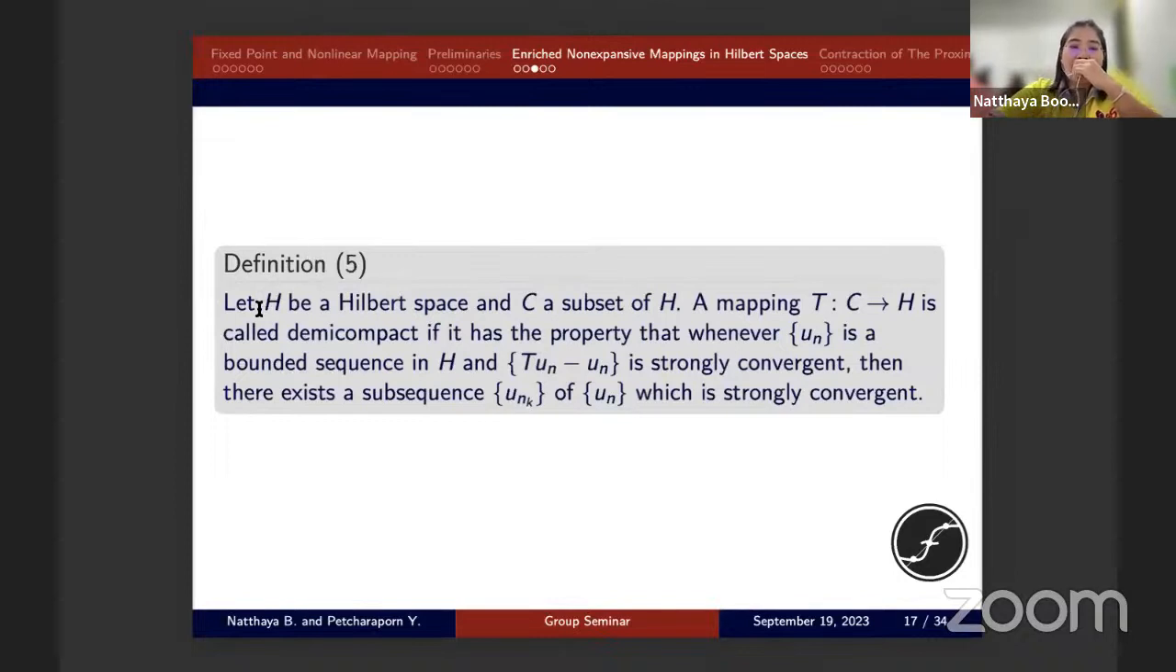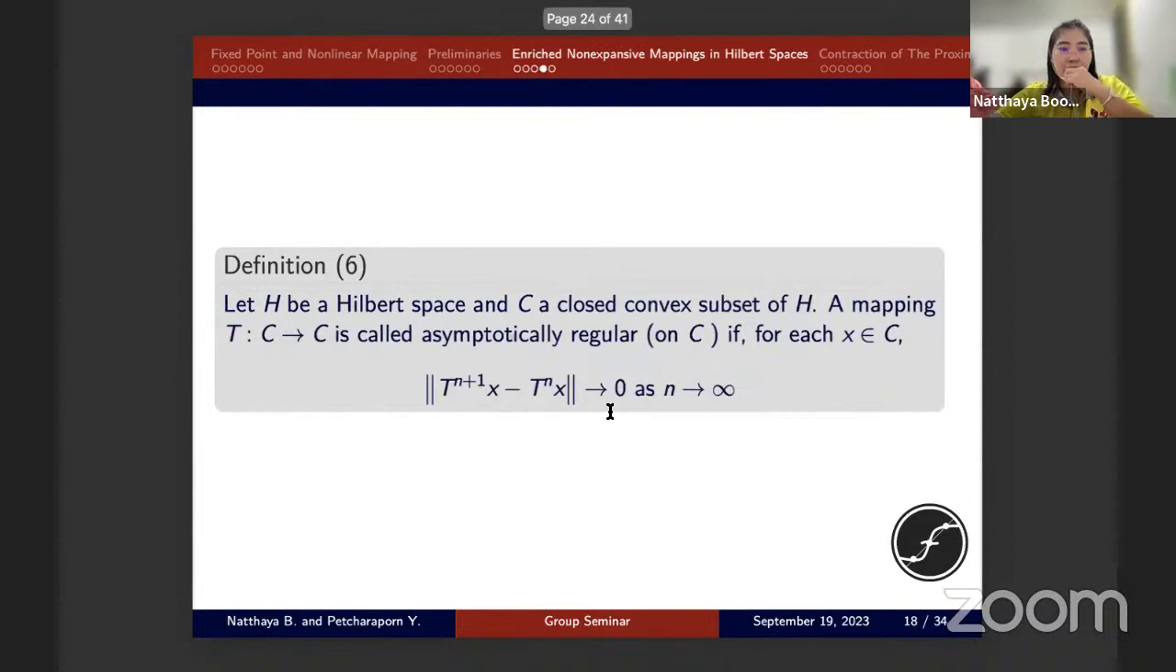When H is a Hilbert space and C is a subset of H, the mapping T is called demi-compact if it has the property that whenever a sequence (u_n) is a bounded sequence in H and the sequence Tu_n minus u_n is strongly convergent, then there exists a subsequence of this sequence that is strongly convergent.